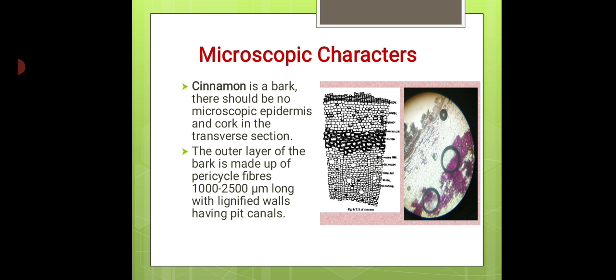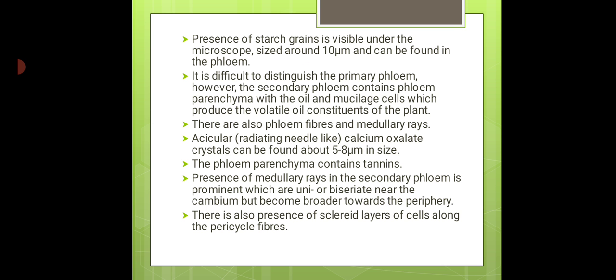Then microscopic characters. Cinnamon is a bark and there should be no epidermis and cork in the transverse section. The outer layer of the bark is made up of pericycle fibers 1000 to 2500 micrometer long with lignified walls having pit canals. Presence of starch grains is visible under the microscope, sized around 10 micrometer, and can be found in the phloem. It is difficult to distinguish the primary phloem.